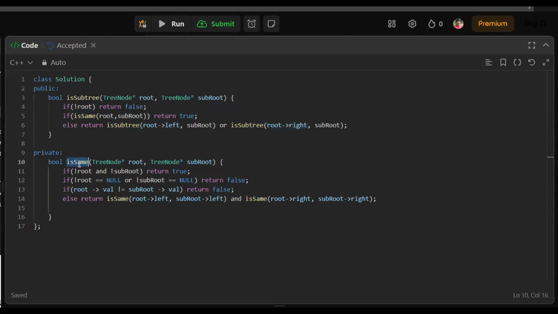And here, in the isSame function, we have to check whether both of the roots are null or not. If they are, we have to return true. Otherwise, if any one of them is null, we have to return false. Otherwise, if the root value and subroot value are not equal, we have to return false. Otherwise, we have to simply recursively call the same function on the root's left and root's right with the subtree's left and subtree's right. This is how we're going to solve this problem.